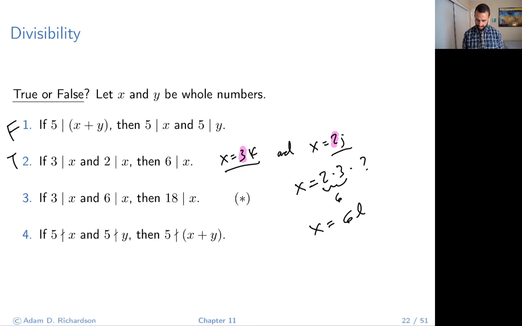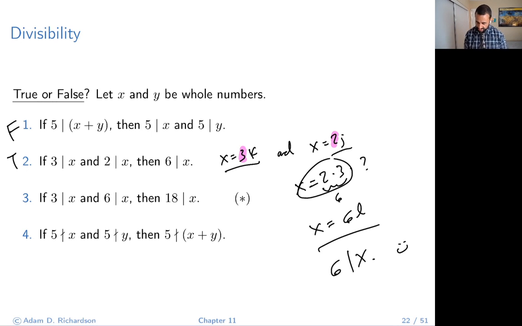j, k, l. But what does this mean? This means that x is divisible by 6. This means that 6 divides x. And there we go, so that one is true. That's true because of the prime factorization, right? Okay, now let's read this next one.